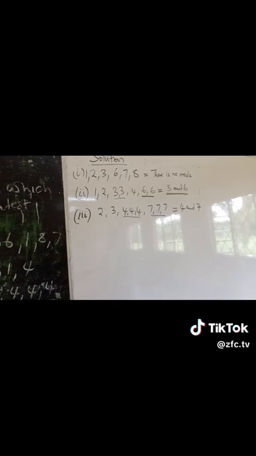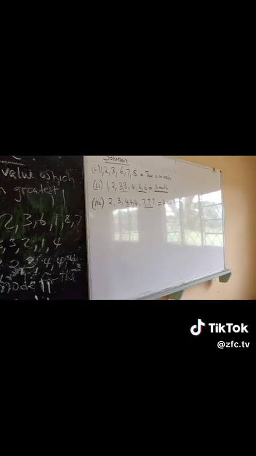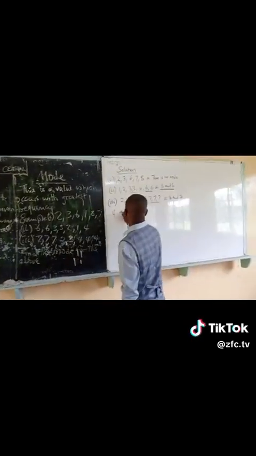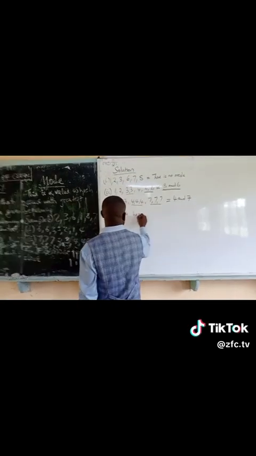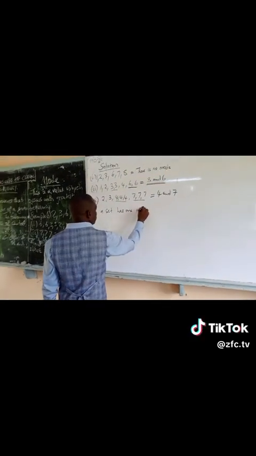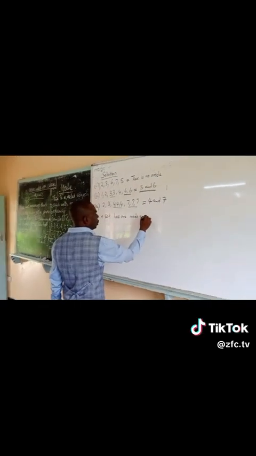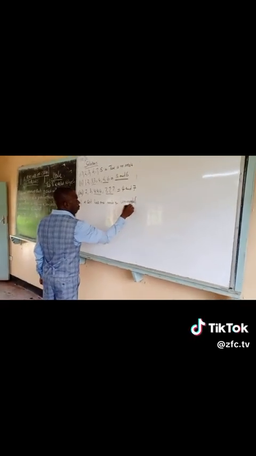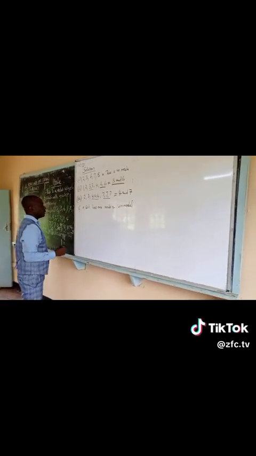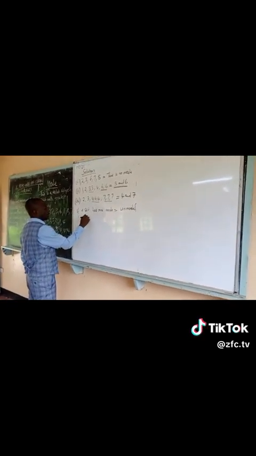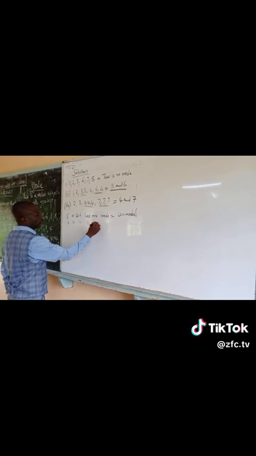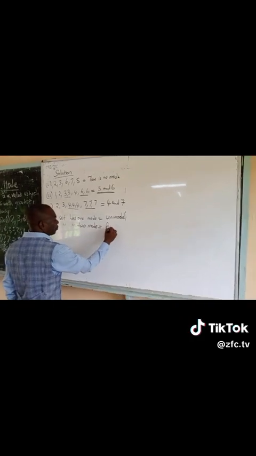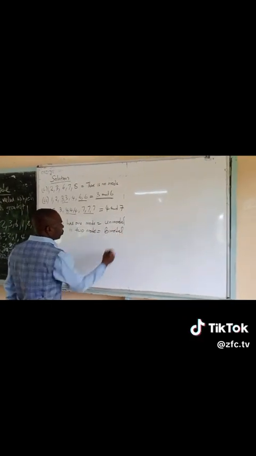And according to statistics, we are told that if a set has only 1 mode, it is called unimodal. It's got 1 mode. If a set has 2 modes, it's called bimodal, because there are 2 modes.